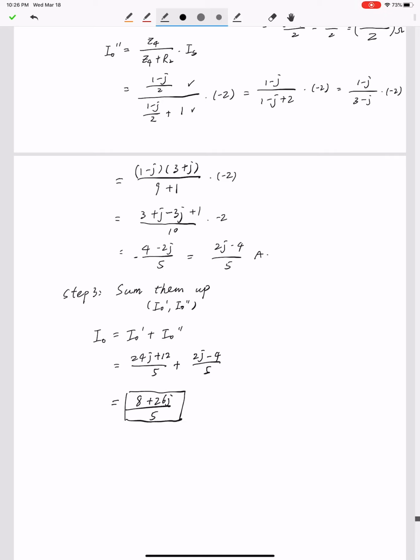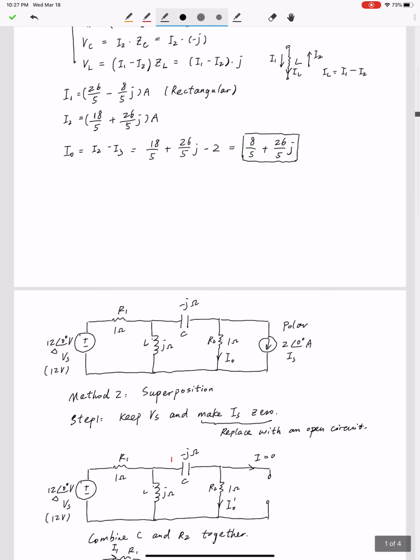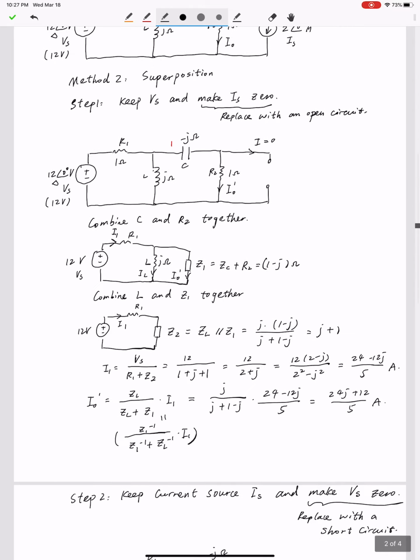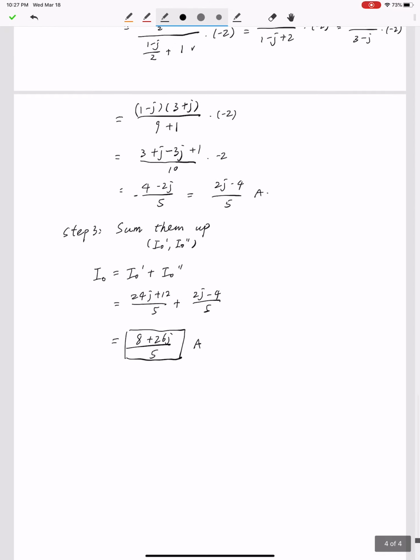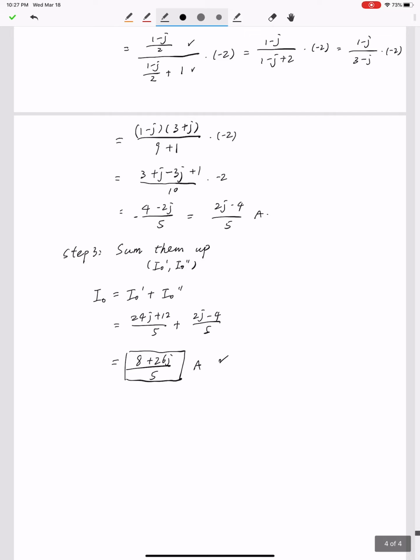Don't forget, the unit of this result is amp. This result should be identical with the previous one, and you can check it is exactly the same value we had previously. That's how we use these two methods to solve this problem.